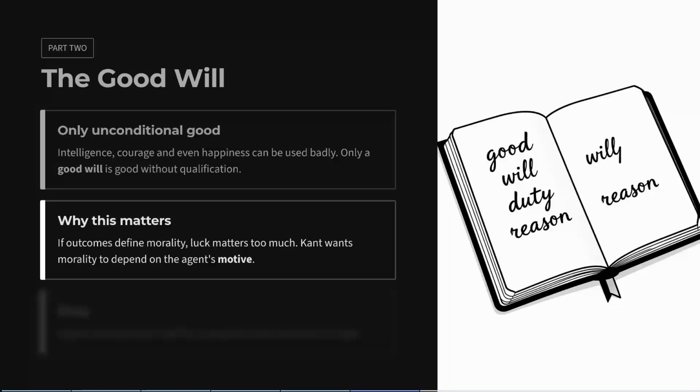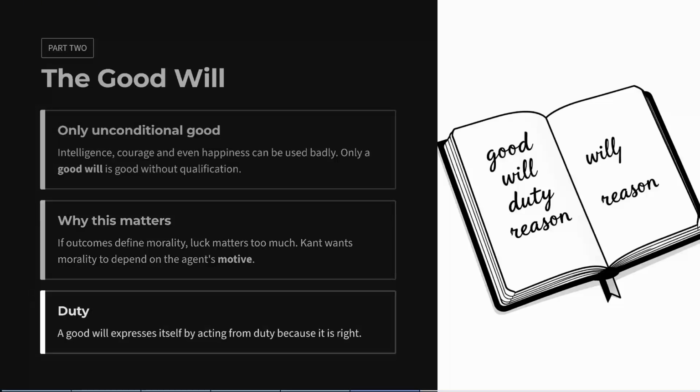Only the good will. The will that acts because reason recognizes the action as morally required is good without qualification. It cannot be corrupted. It cannot be turned to evil purposes. A person who acts from a genuine commitment to doing what duty requires has moral worth regardless of whether their action succeeds or fails, regardless of whether it produces a good or bad consequence.